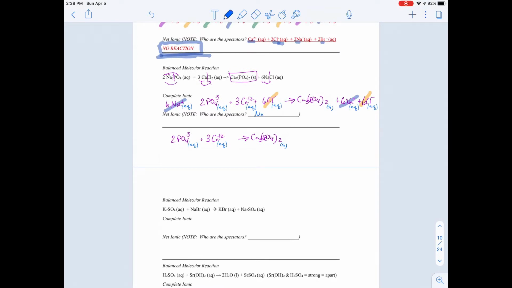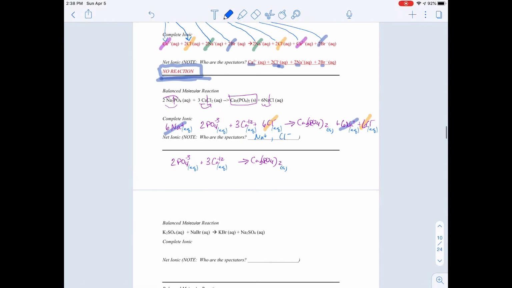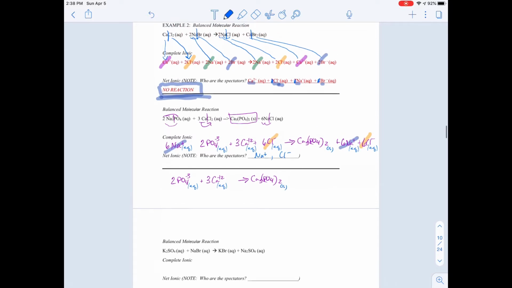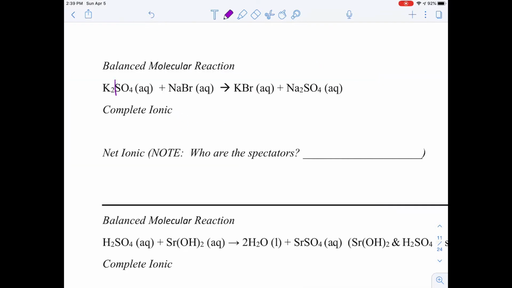So Na plus and Cl minus. Notice I didn't take them out. You don't have to put how many there are. They'll only ask like what are the spectators. I haven't ever seen them ask for how many there are per reaction. So that splits there. AQ, that splits there. That splits there. And that splits there.